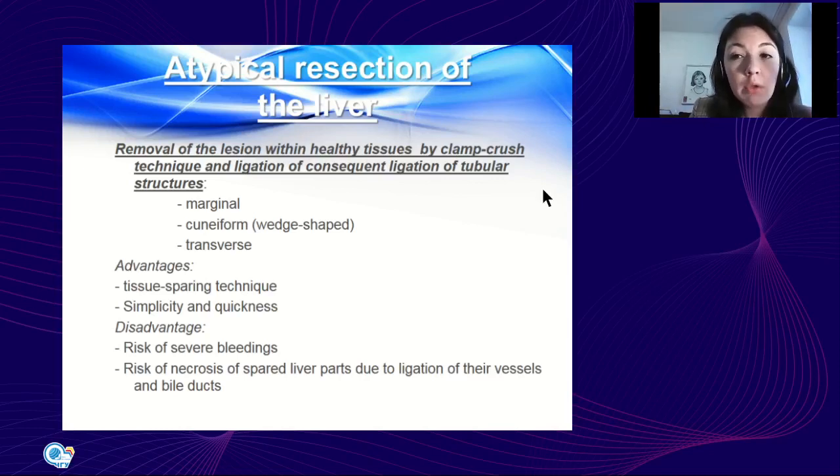It can be marginal when we remove one margin. It can be cuneiform or V-shaped and transverse. So advantage, it is certainly tissue sparing technique.